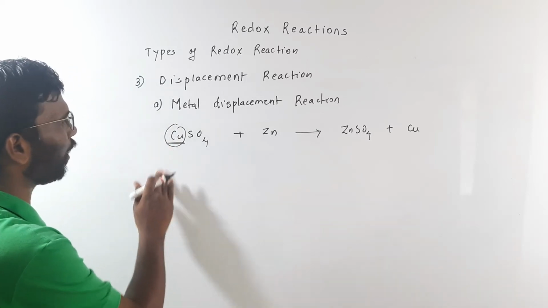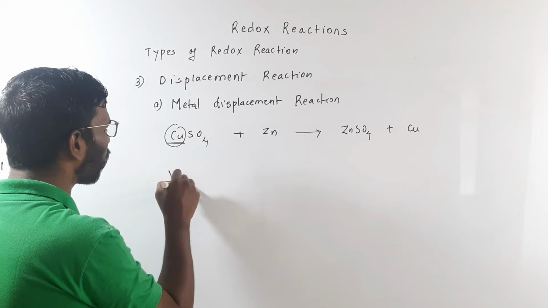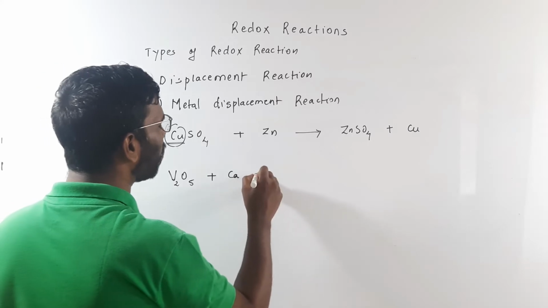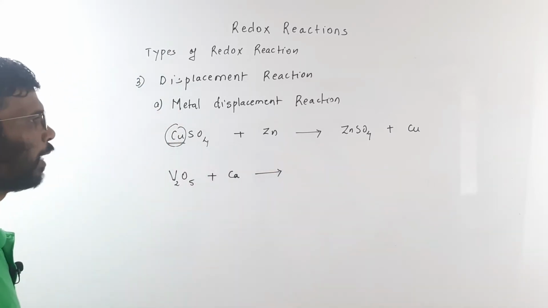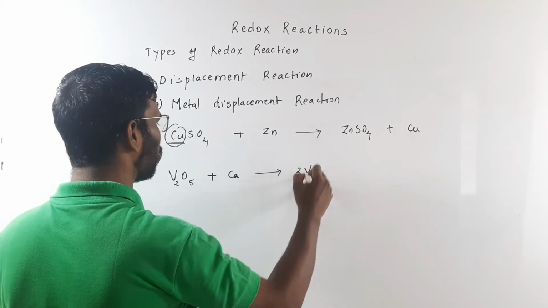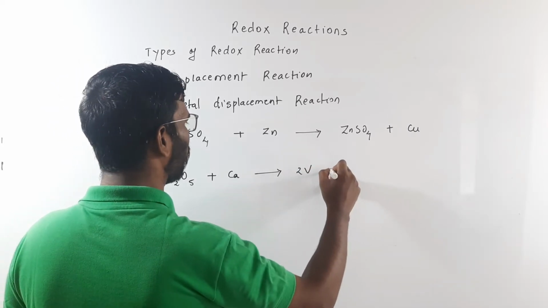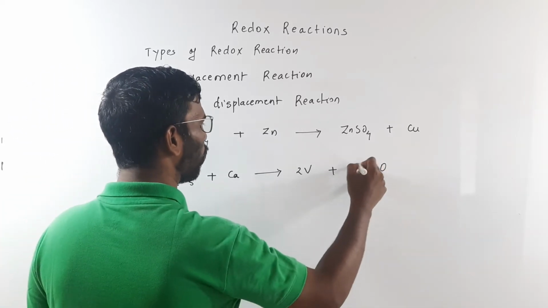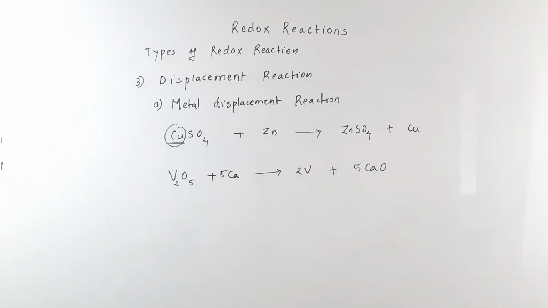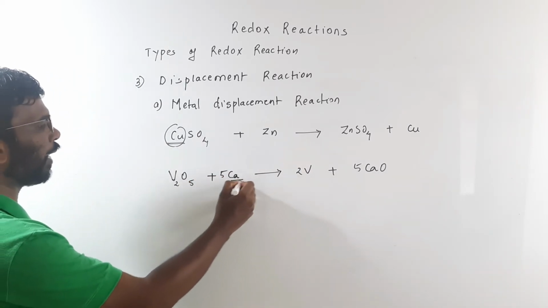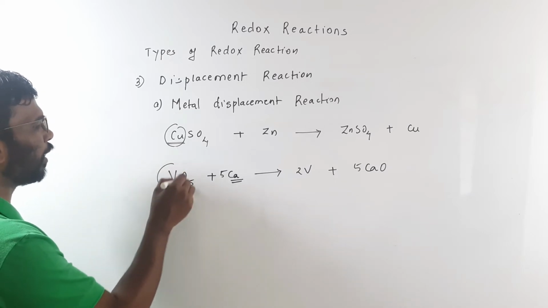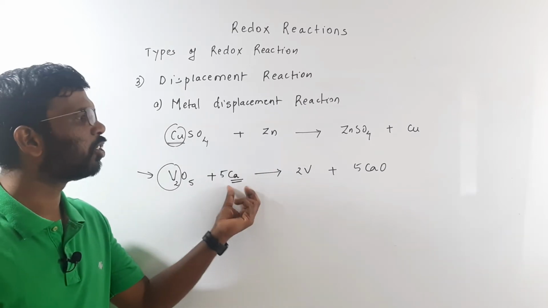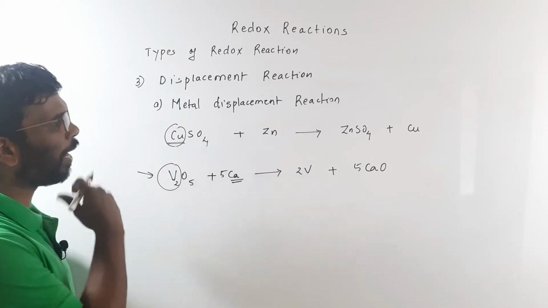A second example we can take is vanadium oxide. Vanadium is also a metal, and when it is reacted with calcium, what you get is calcium oxide. If I put this 5 and 5 over here, right? This is what calcium is doing. Calcium is displacing, pushing this metal out, and calcium is taking its place. So this is again a metal displacement reaction.